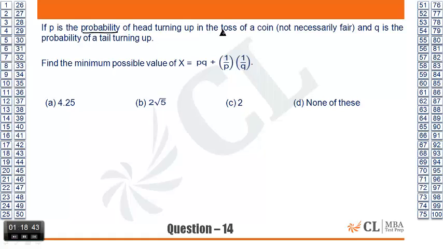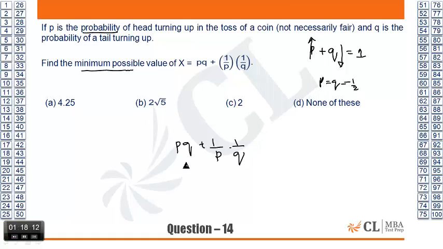Probability of head turning up in a toss of a coin, not necessarily fair. Q is the probability of tail. So P plus Q should be equal to 1. Minimum possible value of PQ into (1 plus P) into (1 by Q). This looks symmetrical. And I also know that when P increases, Q decreases. So I think the minimum happens when things are equal. So P has to be equal to Q, half. Half into half, which is 1 by 4, plus the reverse. So 2 into 2, 4.